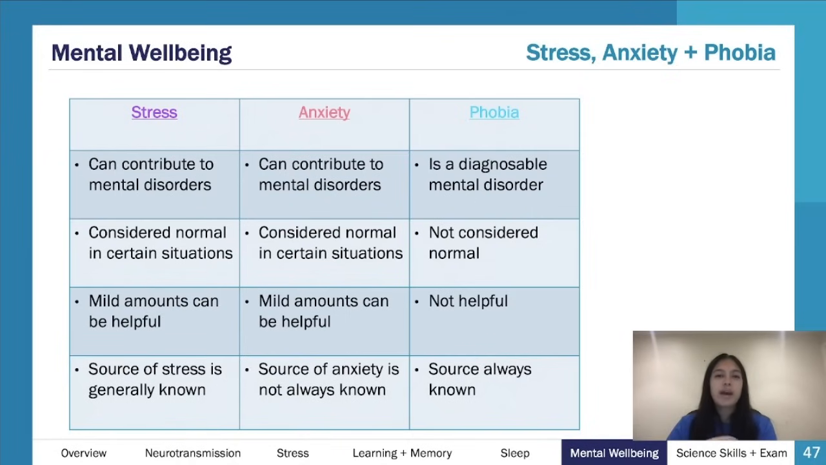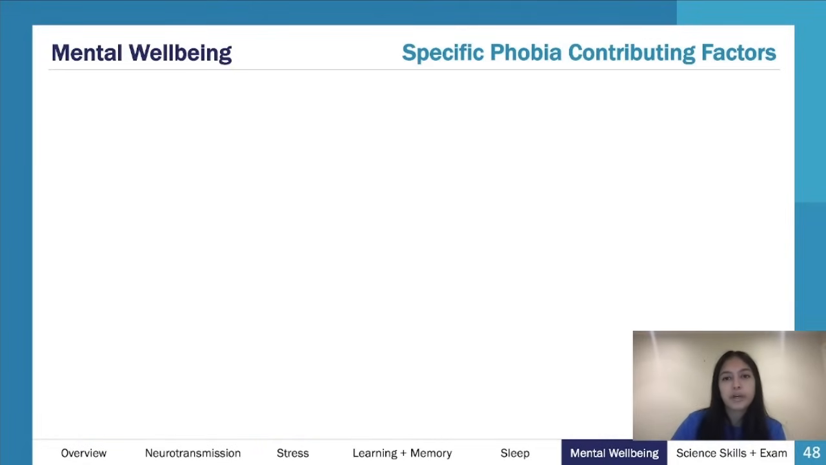So stress, you think about a little bit more as it being adaptive, it can be beneficial and it's extremely normal to experience. Same with anxiety, it's normal to experience it. Sometimes it can be adaptive, but same with prolonged stress, prolonged anxiety can tend to have a more negative effect on functioning. And then again, what we've just discussed with phobia.